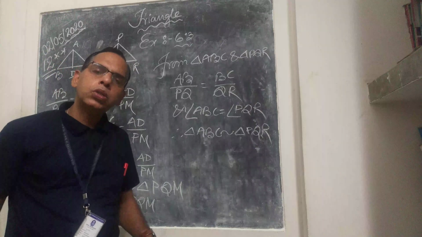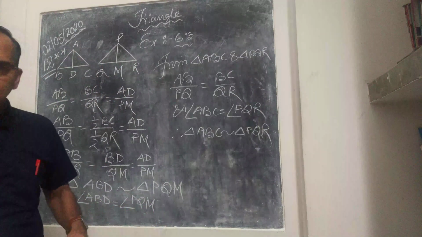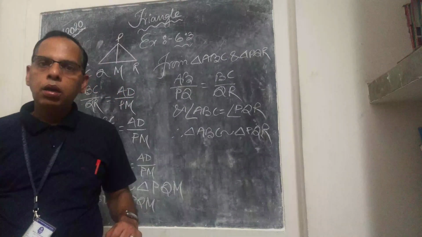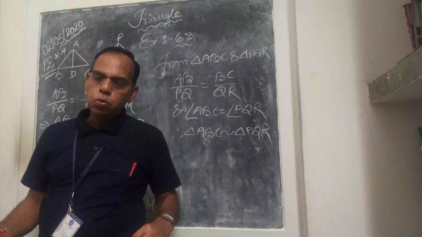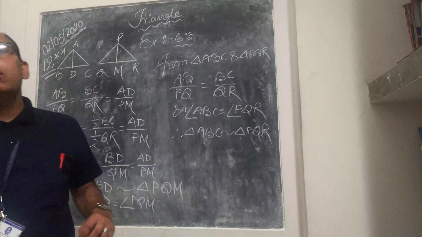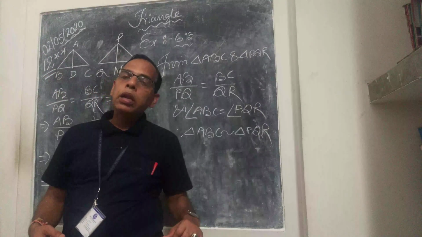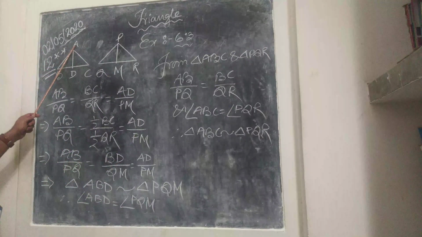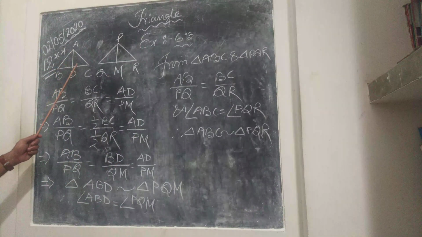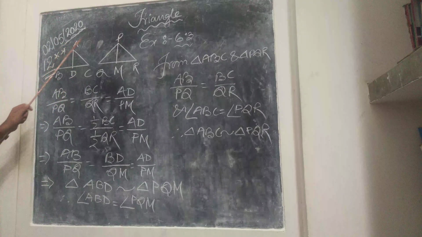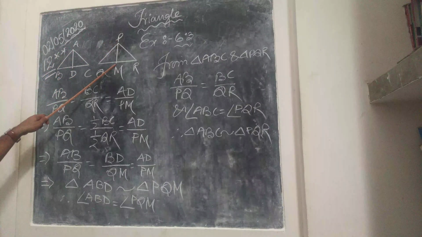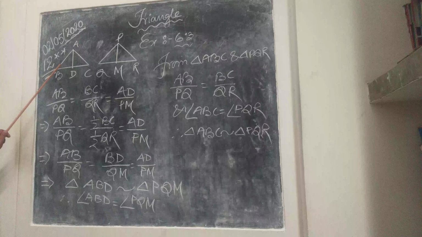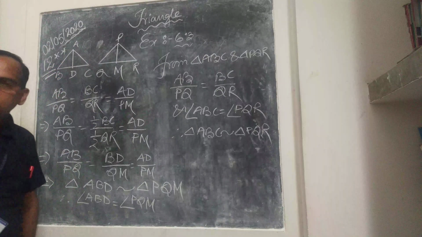Before I start the actual solution, I want to ask you one thing: do you remember the median of a triangle? What do you mean by median of a triangle? Median of a triangle means the line drawn from vertex to the midpoint of the base. That means M is the midpoint of QR, D is the midpoint of BC, and AD is known as median.